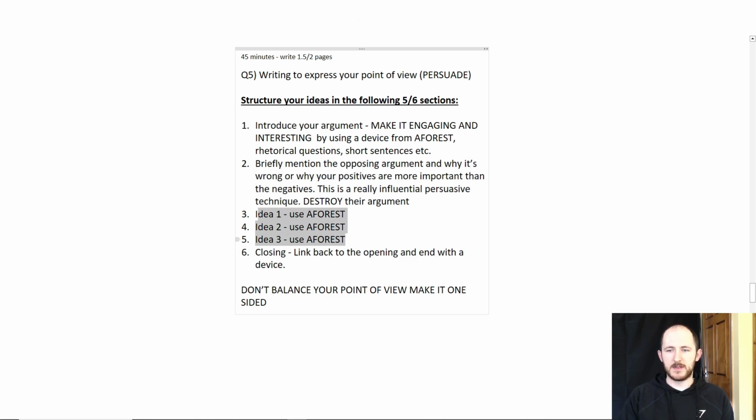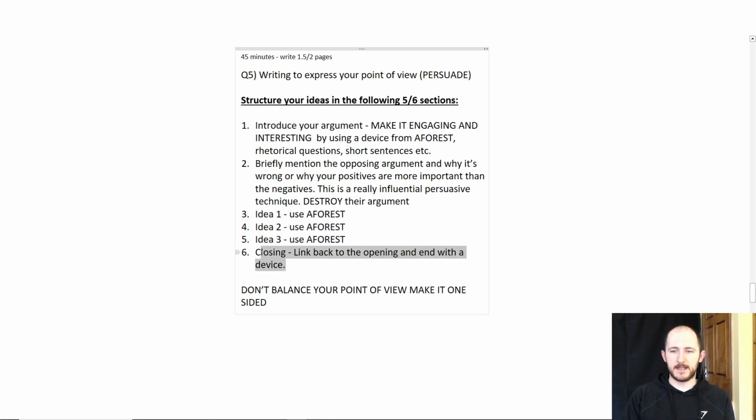Then I would recommend using 3 ideas. So again, overall things. So if it's against school uniform or for school uniform. So for school uniform, it could be it makes everyone more equal. It stops like discrimination in that sense. You don't have to kind of prepare in advance what you're going to wear, and something else. So you want 3 of those ideas, and that's a paragraph each. And again, you want to use a forest. I'll go through what a forest is in 2 seconds.